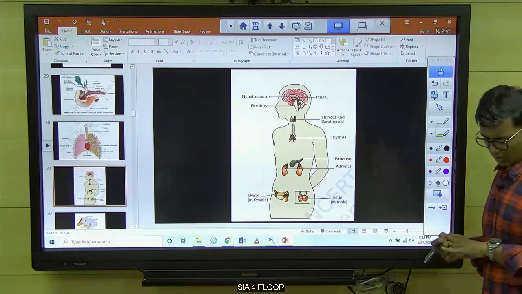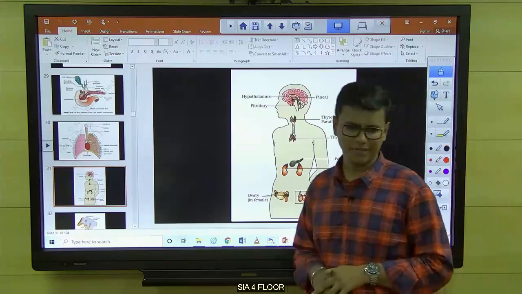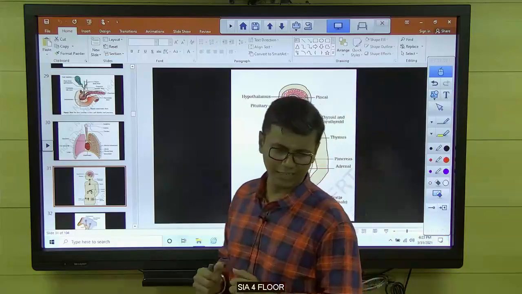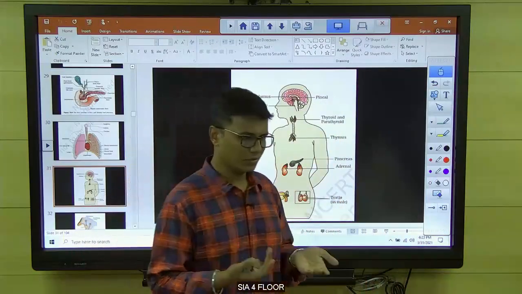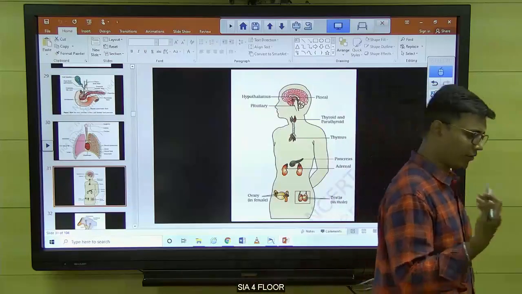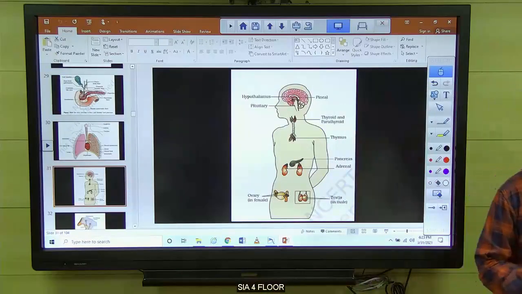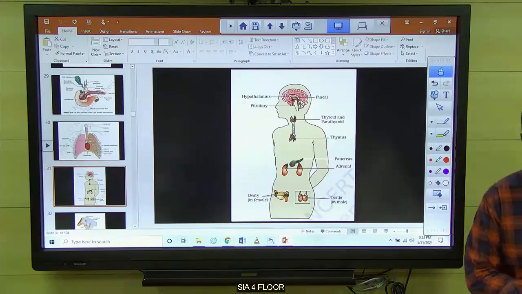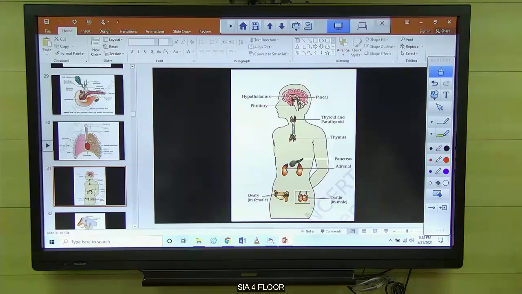Adrenal glands are called hormones of fight, flight, and fright. Whenever we are stressed, we call it adrenal rush. When you're rushing towards a location, or you get frightened, there is a lot of adrenaline that is being secreted into the body. So for that reason, adrenal glands are called glands of fight, flight, and fright.